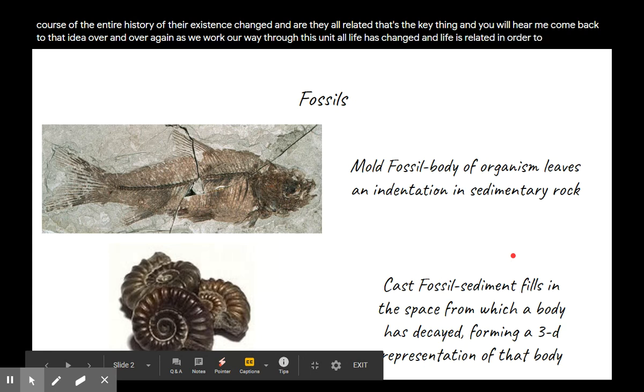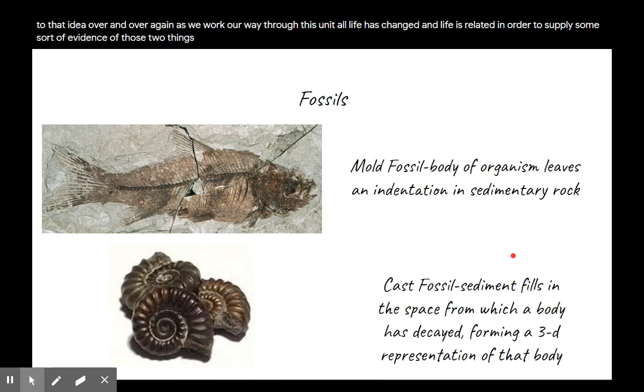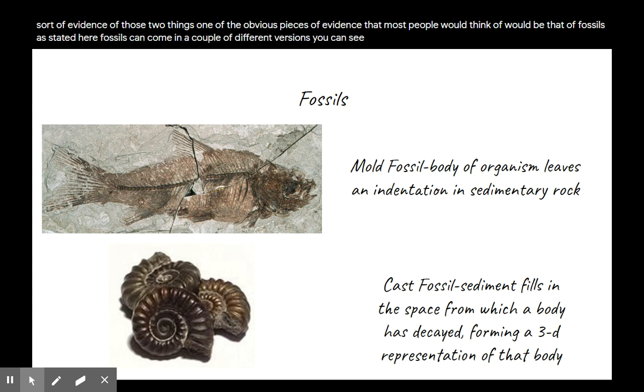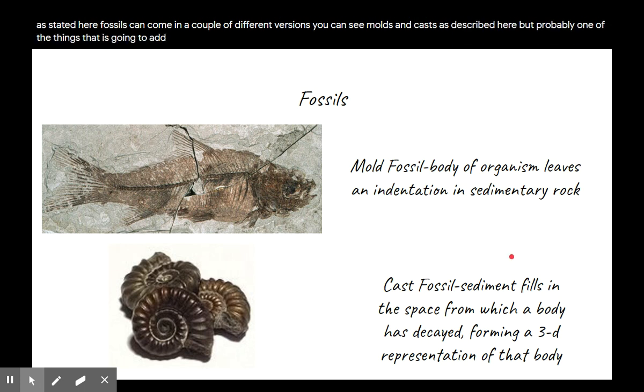In order to supply some sort of evidence of those two things, one of the obvious pieces of evidence that most people would think of would be that of fossils. As stated here, fossils can come in a couple of different versions. You can see molds and casts as described here. But probably one of the things that is going to add support to the idea of evolution when it comes to fossils would be able to know, well, how old are the fossils?